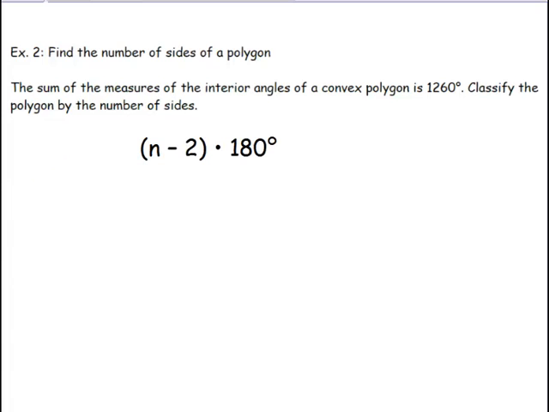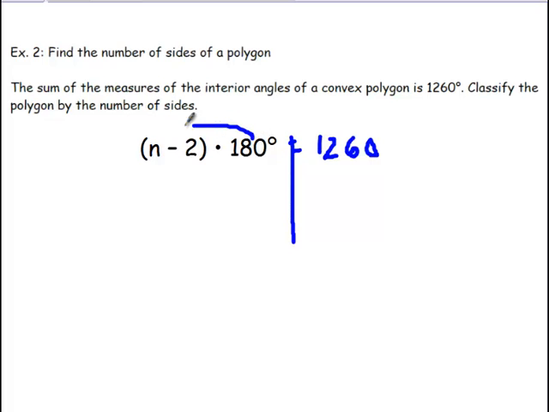So I know my equation to find the sum of the measures of the interior angles, same one from 8.1, and this time I know that it equaled 1,260 degrees. So this is really like an equation that I have to solve now. I have to solve for n. I have to figure out what does n equal. There's a couple different ways that you could do this. You could distribute 180 first, or you could divide by 180 so that you're left with n minus 2.